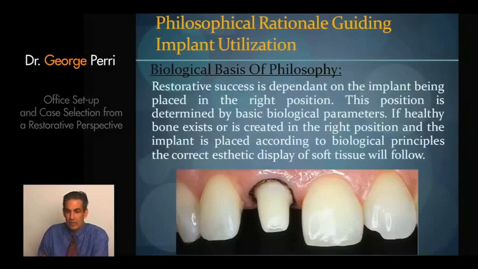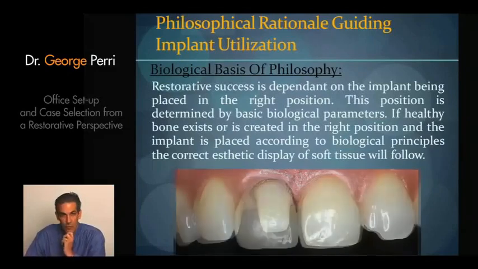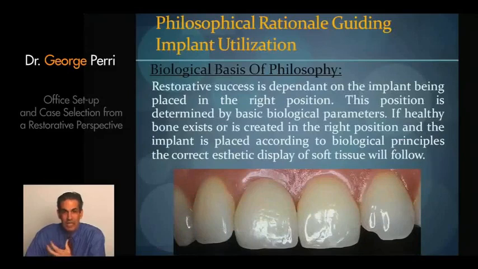Another way to look at the biologic basis of our philosophy is that restorative success is dependent on the implant being in the right position. This position is determined by basic biologic parameters. If healthy bone exists or is created in the right position, and the implant is placed according to these biologic principles, the correct aesthetic display of the soft tissue will follow. For me as a restorative dentist, I need in my general practice the confidence that I can restore it to the level that the patient requires for their appreciation and acceptance of that result.